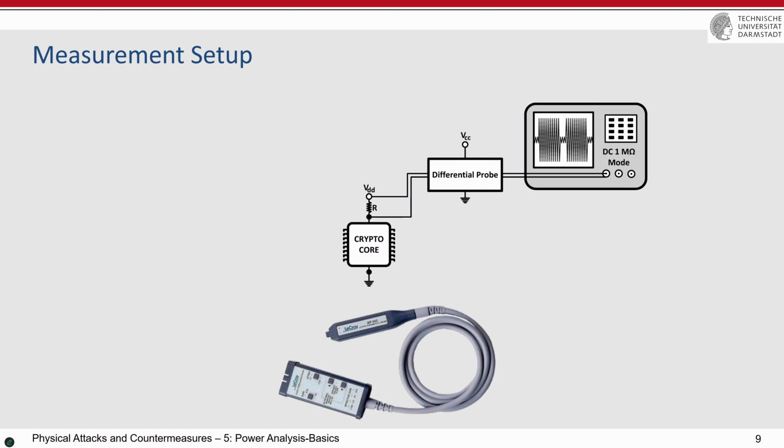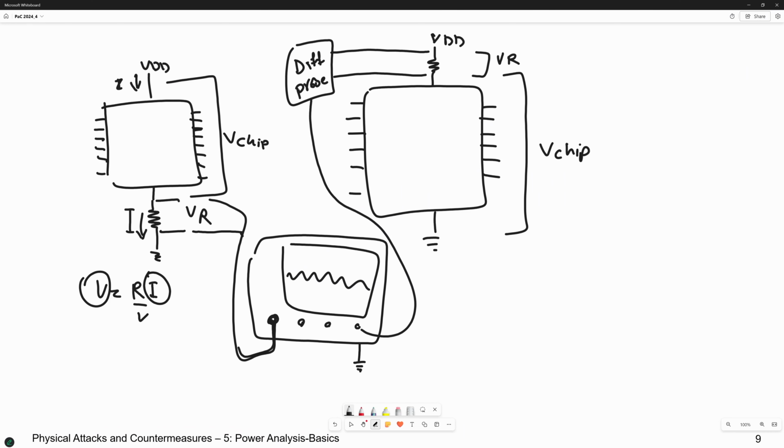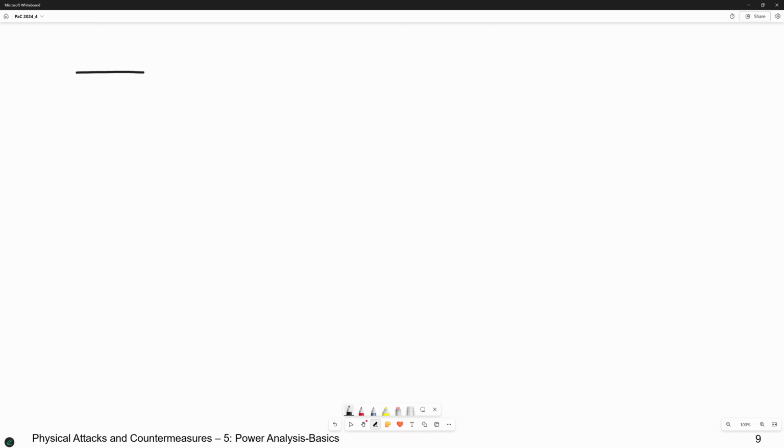Why? The previous one was in the DC mode. I don't know whether you learned this before. I guess not. The measuring in DC and AC mode. When you measure in the DC mode or DC coupling by the oscilloscopes, you exactly see as a voltage what comes to the probe. If I draw the same thing, this is the chip, and this is the VDD and the resistor, and here the ground.